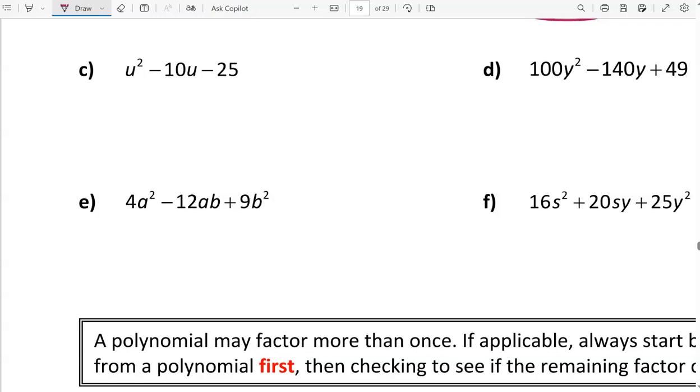All right, let's take a look at C. Our first term is a perfect square. It is the square of u. The second term is not a perfect square because it's not a positive number. A perfect square by definition has to be positive because a negative times a negative is a positive, and a positive times a positive is also a positive. So this means that this trinomial here is not a perfect square.